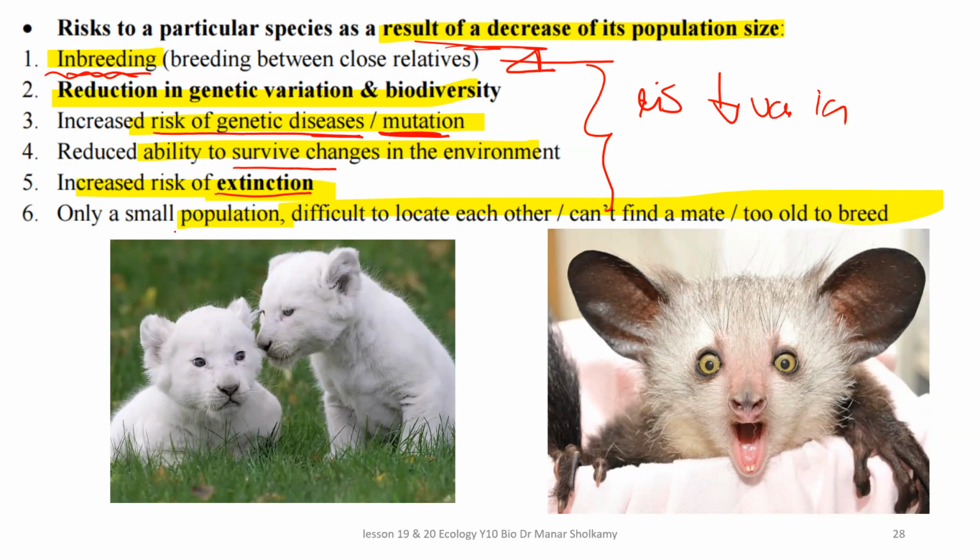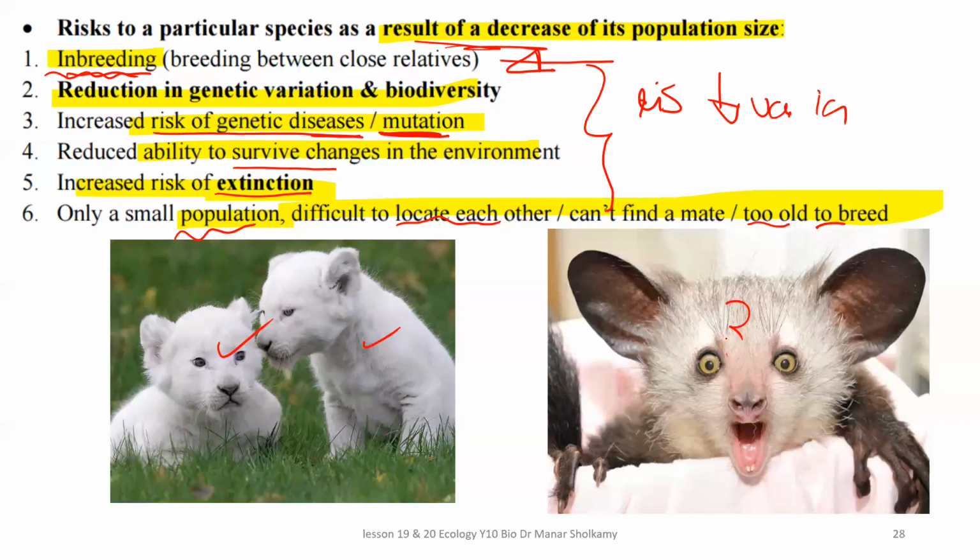Good? We have a small population, difficult to locate each other, can't find a mate, or they're too old to breed. That's if I have a very small population. Like these white tigers are very rare. Okay? I have to help them. And it's very dangerous to have only 2 or 3 on Earth.